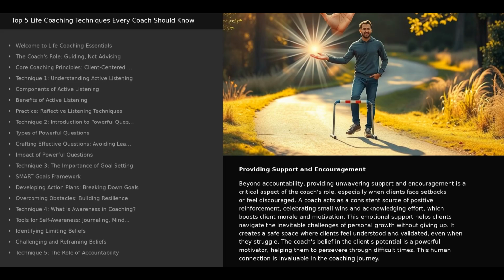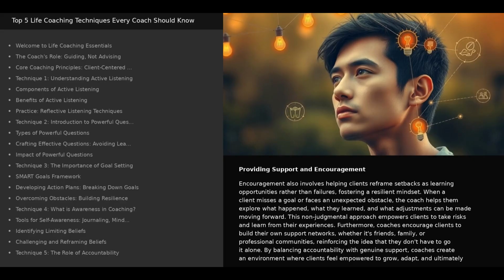It creates a safe space where clients feel understood and validated, even when they struggle. The coach's belief in the client's potential is a powerful motivator, helping them to persevere through difficult times. This human connection is invaluable in the coaching journey. Encouragement also involves helping clients reframe setbacks as learning opportunities rather than failures, fostering a resilient mindset. When a client misses a goal or faces an unexpected obstacle, the coach helps them explore what happened, what they learned, and what adjustments can be made moving forward.